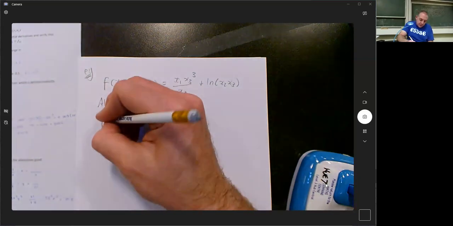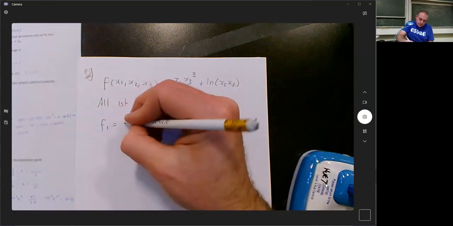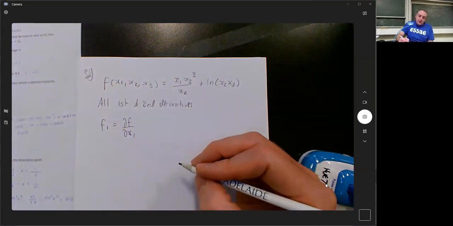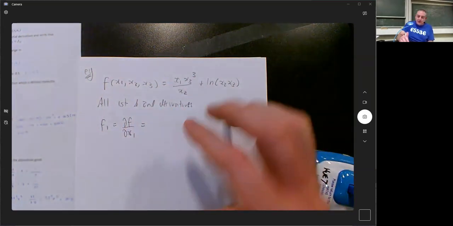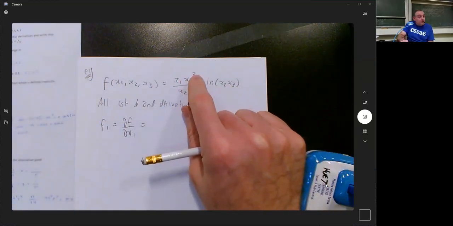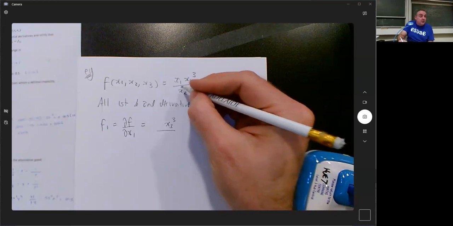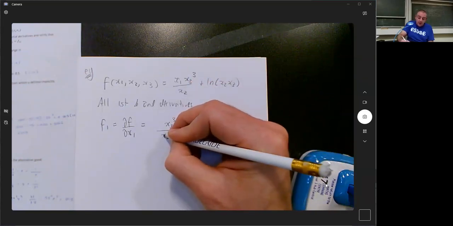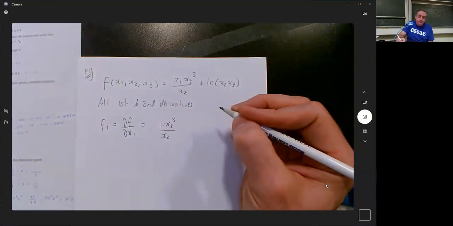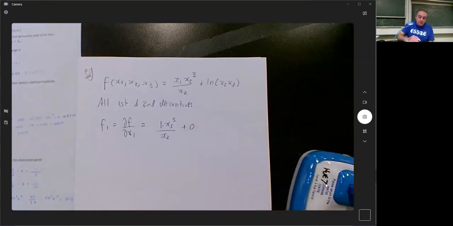So when they say f1, they mean df on dx1. And so what that means is I treat everything that isn't x1 as a constant. And so this x3 cubed is multiplied on, and so it'll still be there afterwards. This x2 is divided, which is the same as multiplying. That'll still be there afterwards. And they're constants, so they'll still be there. And the derivative of x1 would just be 1. And then this doesn't involve any x1s, and so it will disappear entirely. Is that all right?